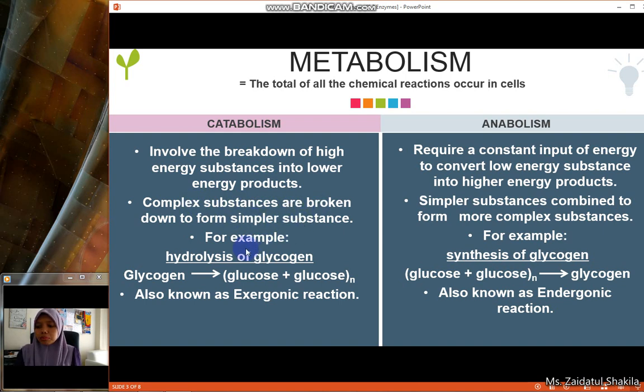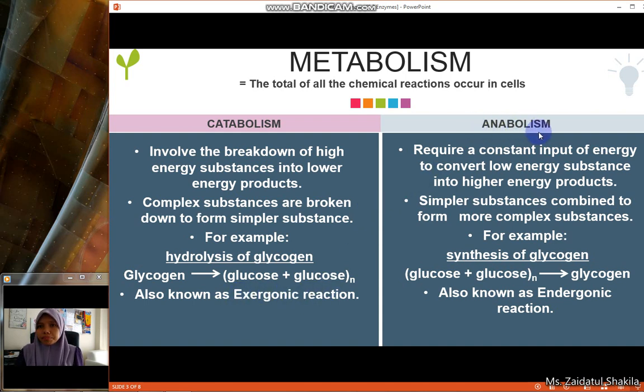I'll give you an example, which is the hydrolysis of glycogen. Lysis means breakdown, hydro means water. So with the addition of water, molecules of glycogen are broken down to form its monomer, which is glucose. And catabolism is also known as exergonic reaction.